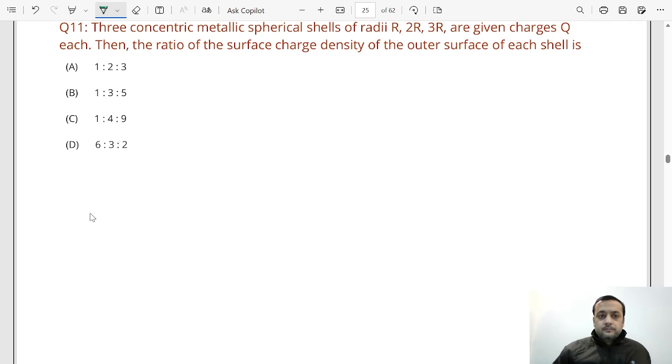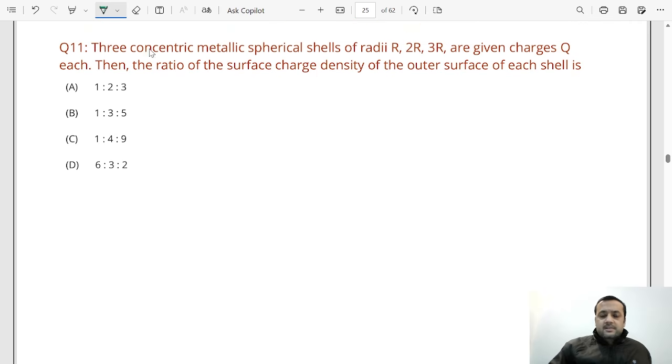All right, now here what happens: there are three concentric metallic shells of radii R, 2R and 3R, given charges q each. Then find the ratio of surface charge density on the outer surface of each shell. Basically this question is about induction.